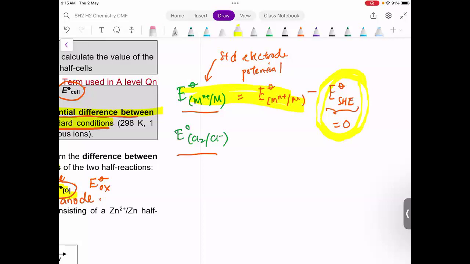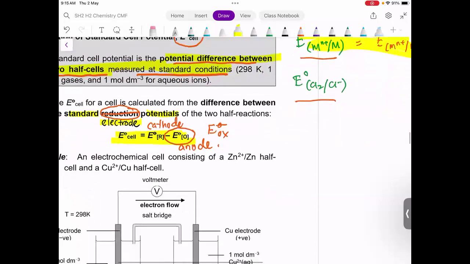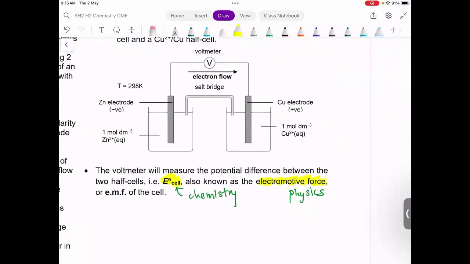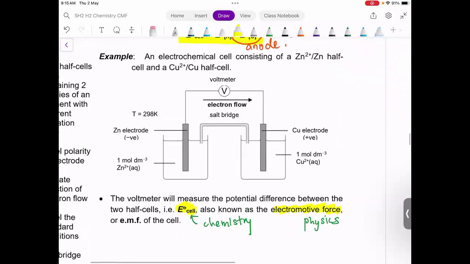But it's also a potential difference. Can? All right, so far so good. If you are okay with this, then we'll look at this part. For those learning physics, please take note, electromotive force, EMF, is what you use in physics. For chemistry, we use the term E naught cell. So please know that we are referring to the same thing, even though it's a different context.